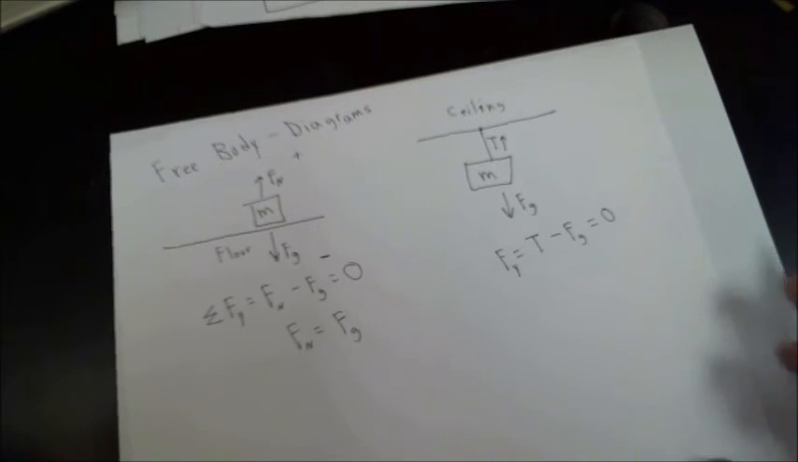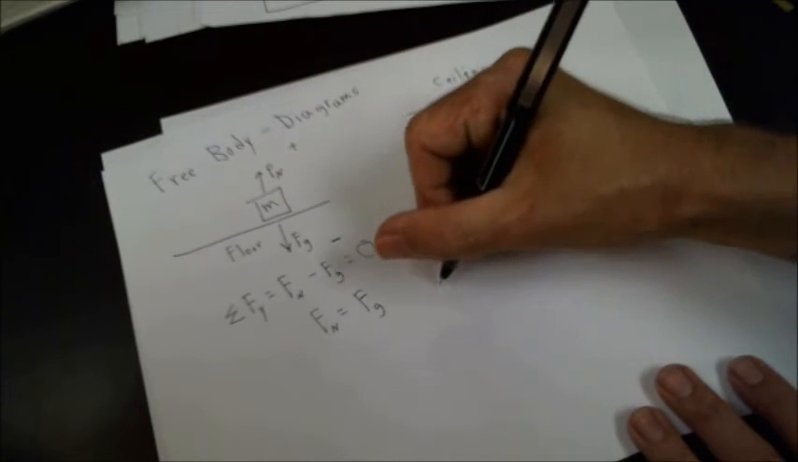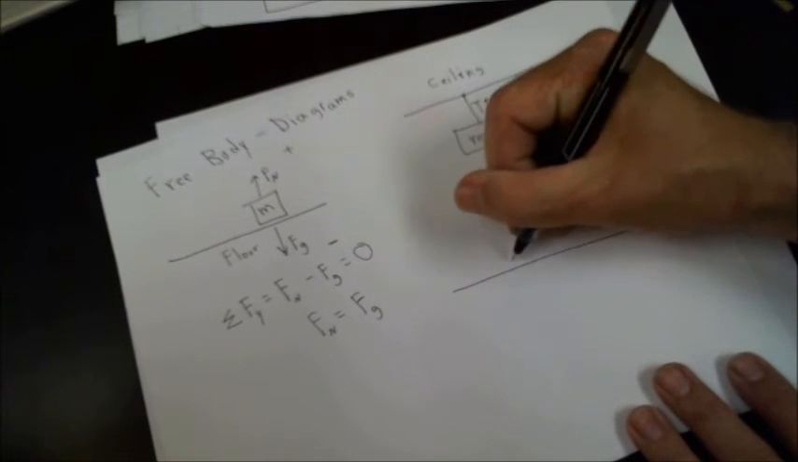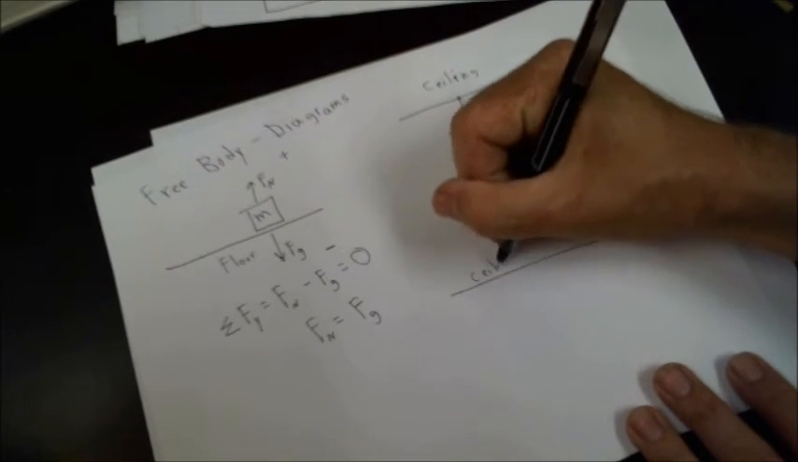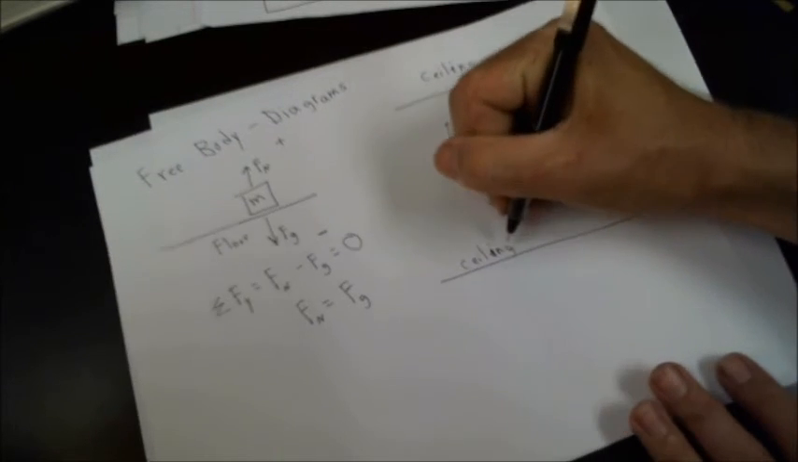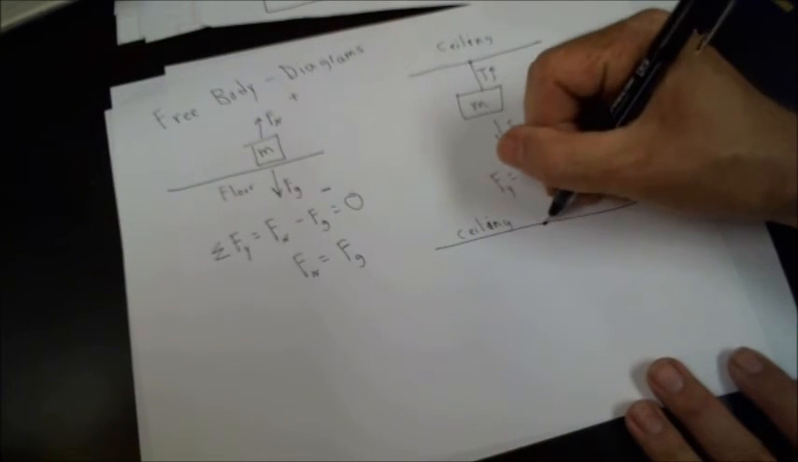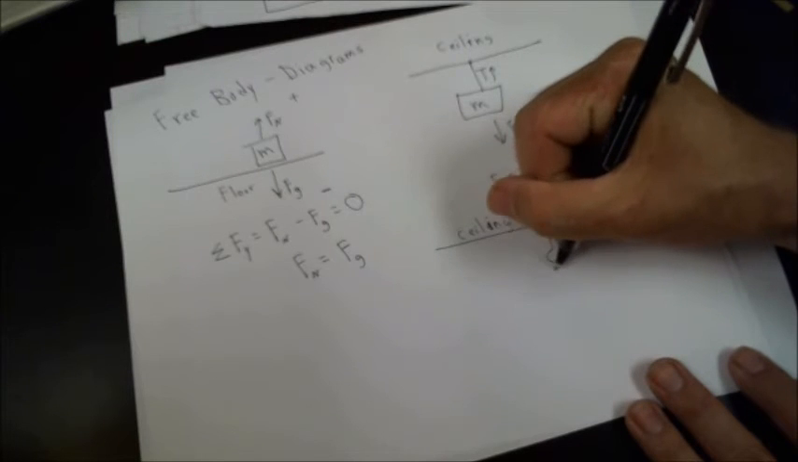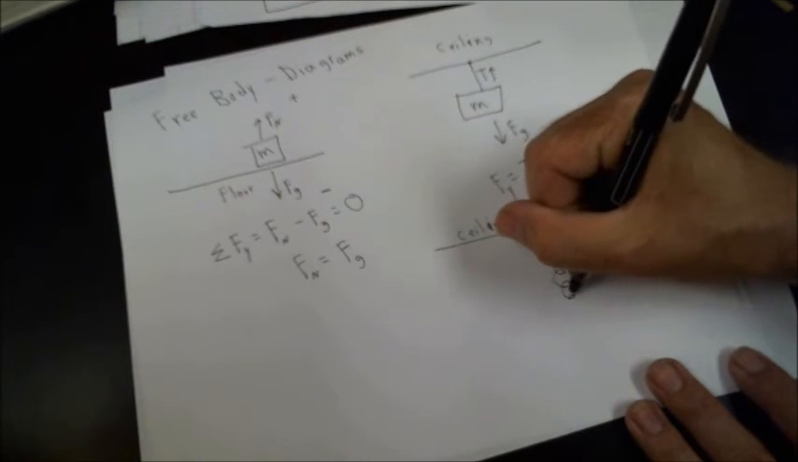Okay. Let's say, once again, that the object is hanging from a ceiling. So here's another ceiling. And instead of a rope, this object is hanging from a stretched out spring.